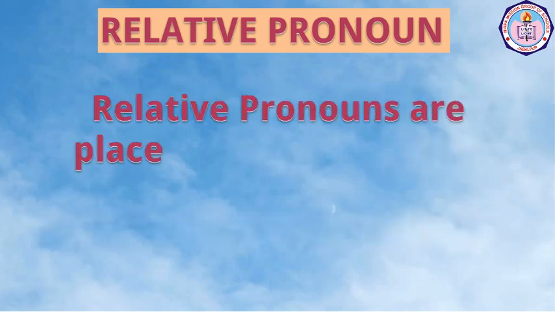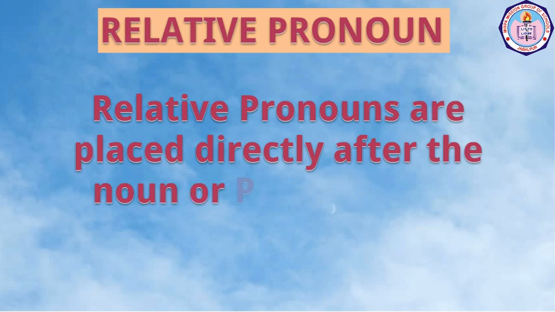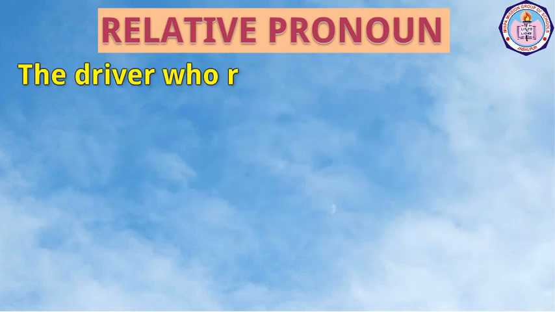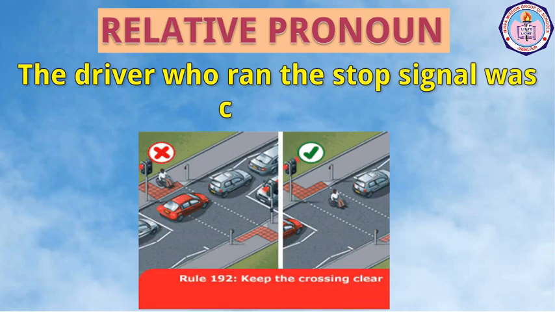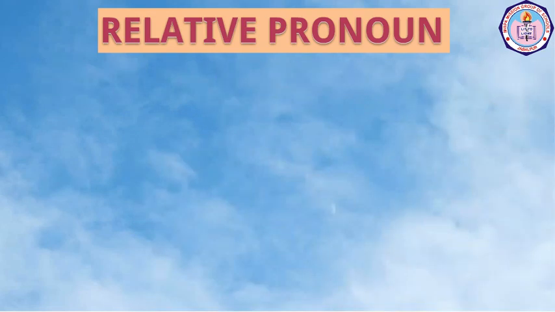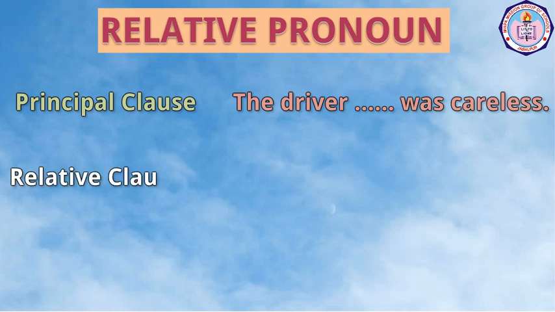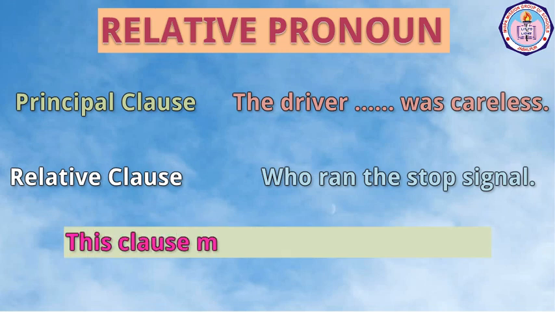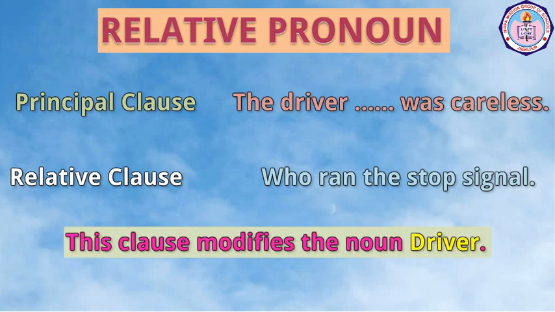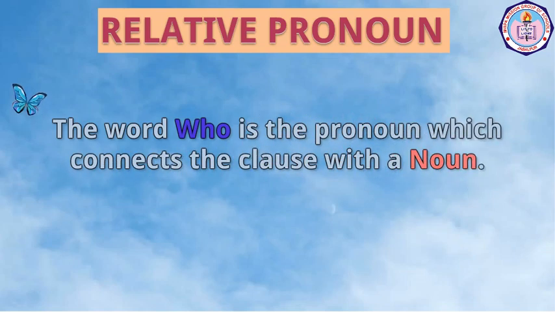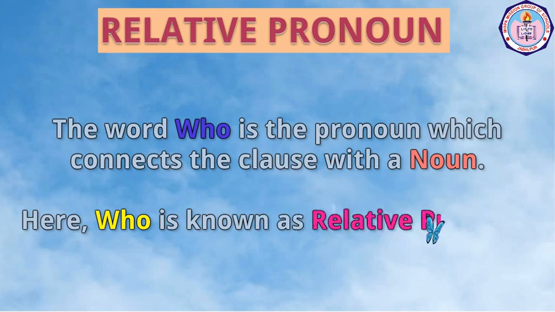Relative pronouns are placed directly after the noun or pronoun they modify. For example, the driver who ran the stop signal was careless. Here, the principal clause is the driver was careless, and the relative clause is who ran the stop signal. This clause modifies the noun driver. The word who is the pronoun which connects the clause with a noun. Here, who is known as a relative pronoun.